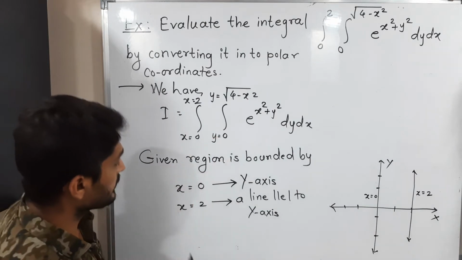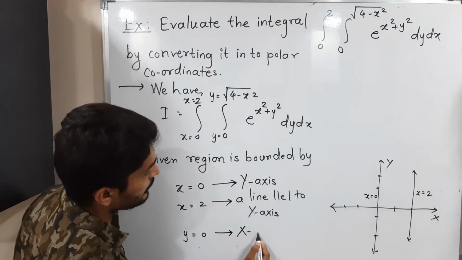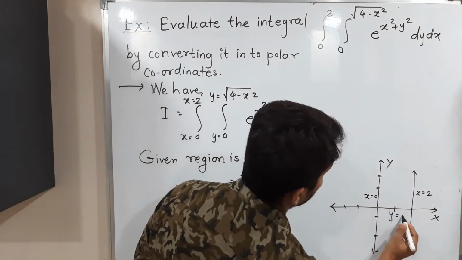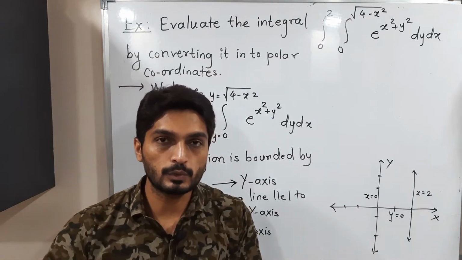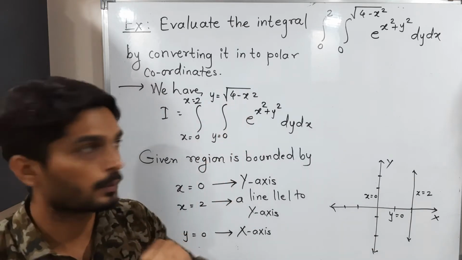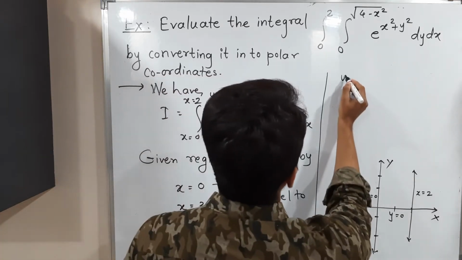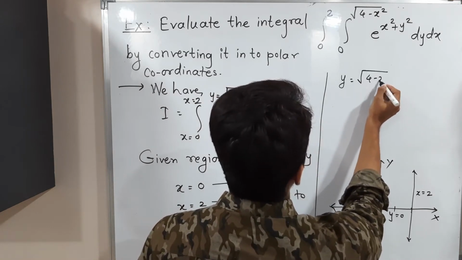Next one is y is equal to 0. This is the equation of what? X-axis. So I will write here, y is equal to 0. So the given region is bounded by these three lines, x is equal to 0, y is equal to 0, and x is equal to 2. And one more important equation is this one, y is equal to root 4 minus x square.